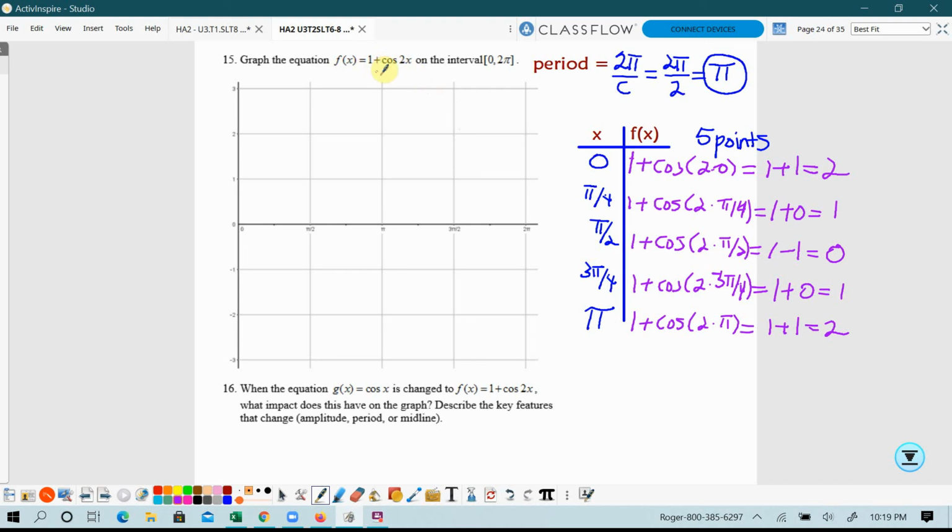Now, as I look at my function, how is it different from a standard cosine graph? Well, there are 2 key features. I notice number 1, my period changed. My period is not 2 pi, it's pi. I also notice that I'm adding 1 on the end, which means there's a midline. Okay, so with that, let's draw the midline. Again, I always like to have it. Always a good practice. Draw your midline on your graph.